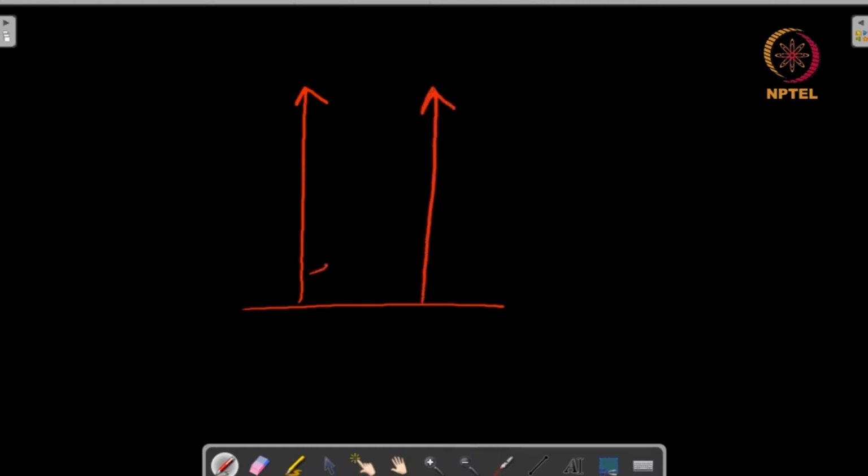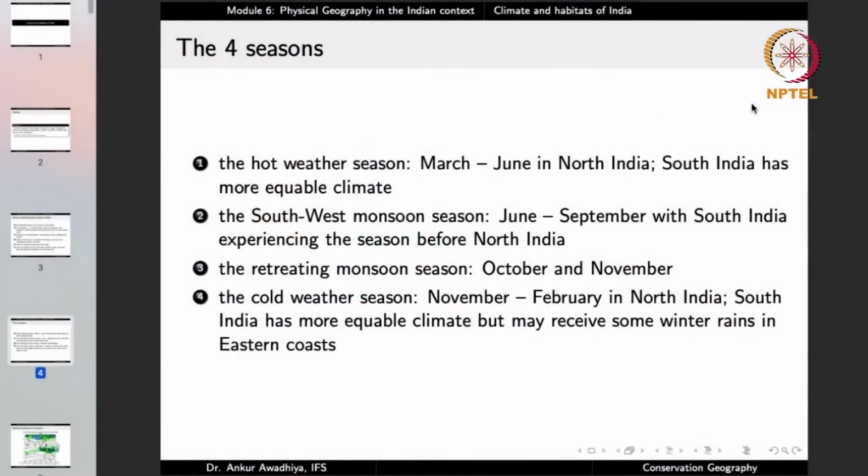And so in these areas, we will get low pressure. So in the hot weather season, we start to get a low pressure build up in most of North India. Next, we have the southwest monsoon season from June to September.